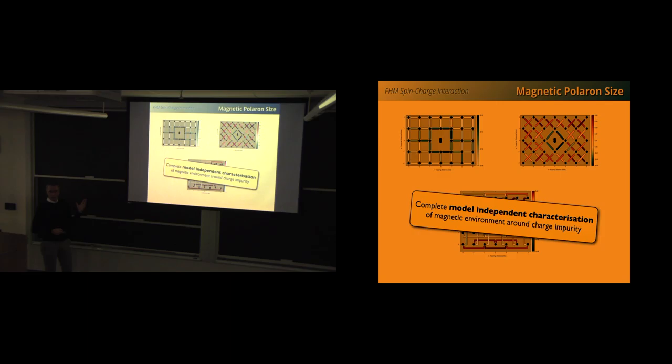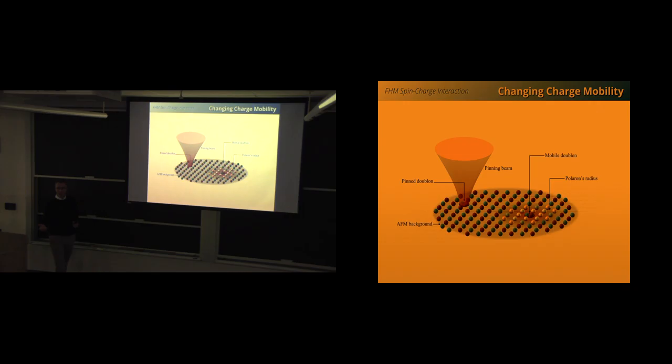Now you could ask, is the mobility really crucial? So let's do a test experiment. Let's pin the impurity. Let's actually take a laser beam, focus it on that dopant, and make its mass so heavy that it can't move anymore. So we basically quench the kinetic energy of this impurity and ask, is the situation different? So let's do the experiment. And this is the outcome: the mobile doublon, the pinned doublon.